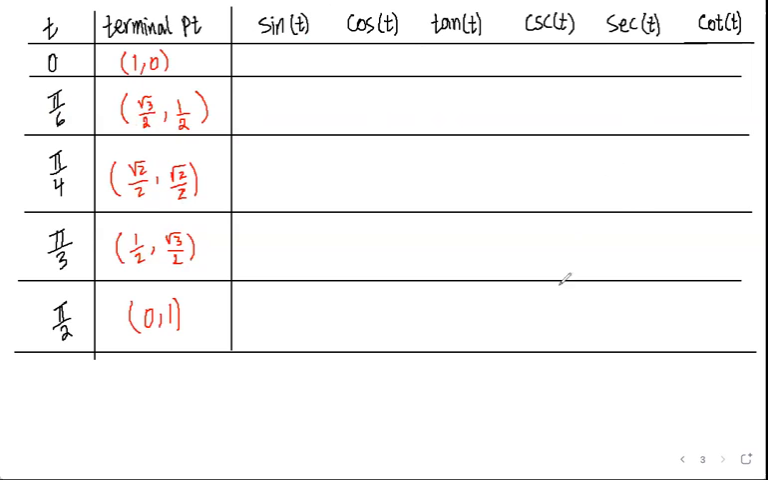Now we're going to fill this table. Sine of t is the y value of the terminal point. What is the y value from the terminal point? It is 0, exactly. The y value here is 1 over 2. The y value, square root of 2 over 2. The y value, square root of 3 over 2. The y value is 1. So this is the y value.